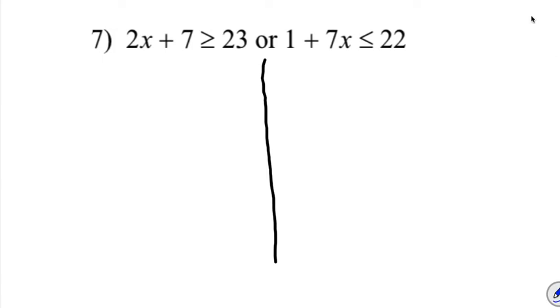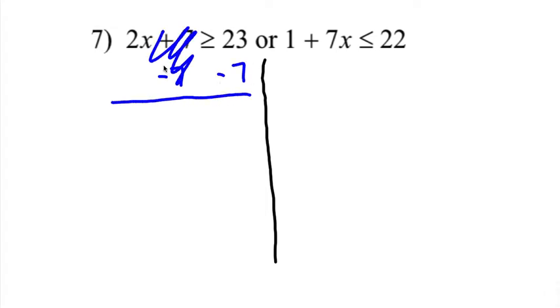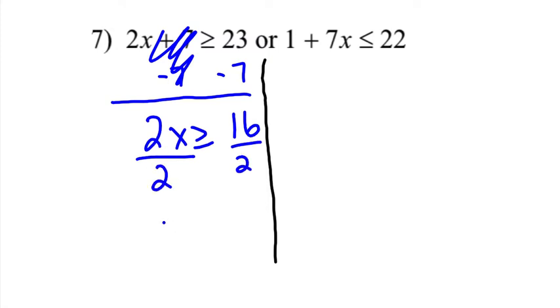Okay, so number 7, again, same process here. I'm just going to go through and do this. Move the number that does not have a variable. 2x is greater than or equal to 23 minus 7 is 16. Divide by the number in front of your variable, so I'm dividing both sides by 2, and I'm left with x is greater than or equal to 8.